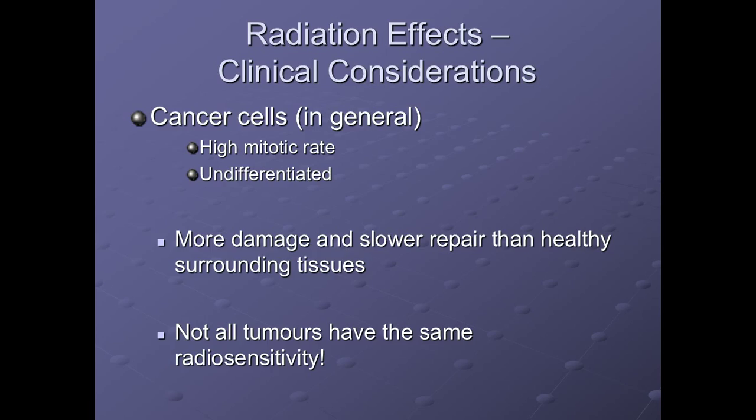Well, generally, cancer cells, not all of them, but generally, have a high mitotic rate, so they divide very quickly. And because their DNA code has been damaged, they are undifferentiated. This means that they are more radiosensitive than other tissues. This means they get more damage and repair slower than the healthy normal tissues that surround the tumour. But please remember that not all tumours have the same radiosensitivity.